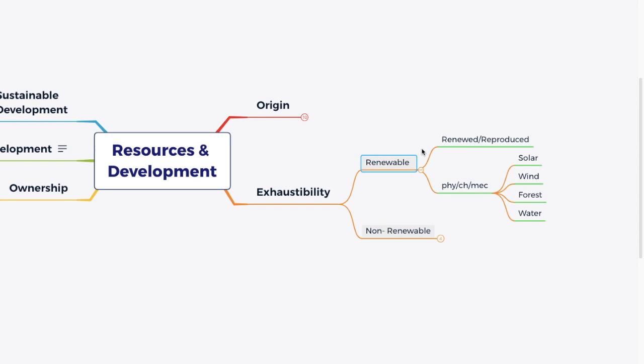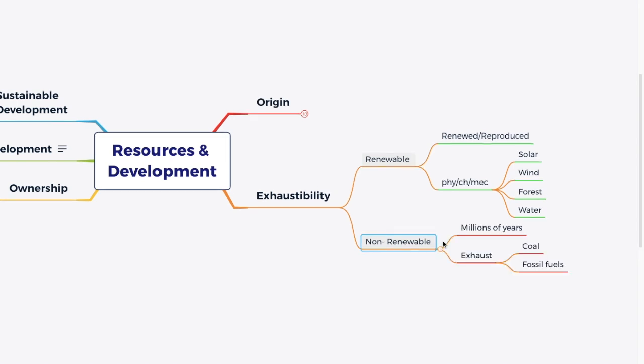Something that can be renewed and reproduced, and we can use it again and again. Now this we can do in different forms like physical, chemical, or mechanical form. Example, solar energy, wind energy, forest resources, water resources, etc. What are non-renewable? First and foremost, it takes millions of years for these resources to be formed, and they can be exhausted due to overuse. Example, coal and fossil fuels.